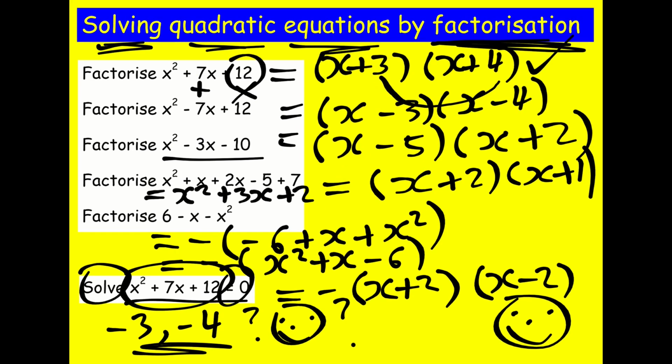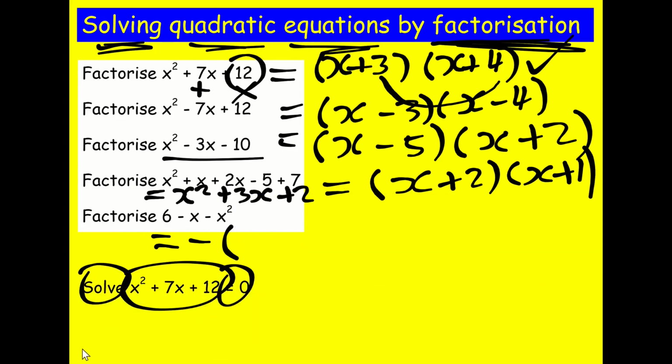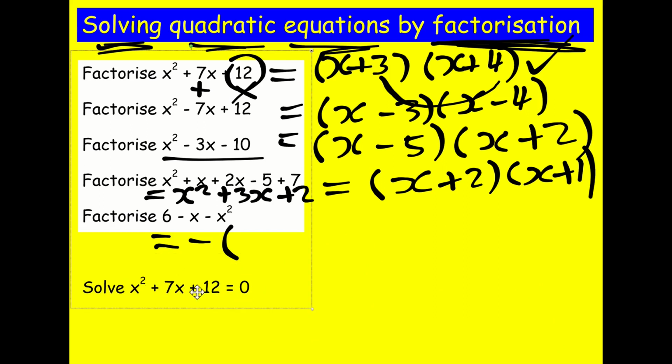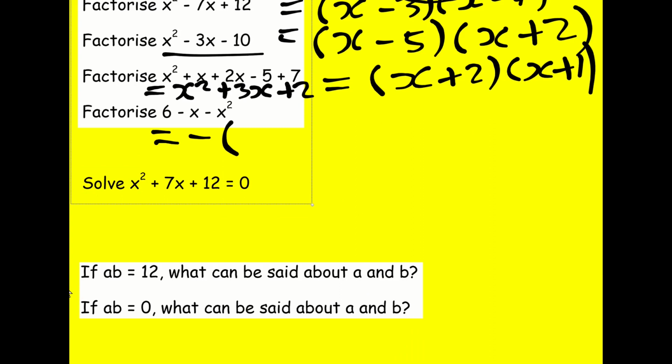Okay, how are we going to do this? Right, I'm going to erase this text here. And we're going to focus on, this is our question, solve x squared plus 7x plus 12 equals 0. Before I do that, I'm going to look at a related problem. So if I have a multiplied by b equal to 12, what can be said about a and b? What could they possibly have values of? Have a little think about that.